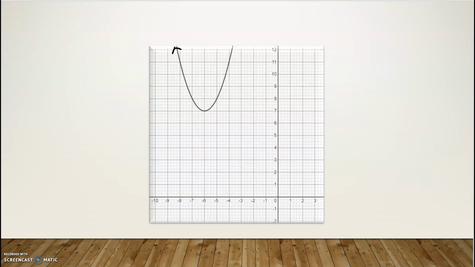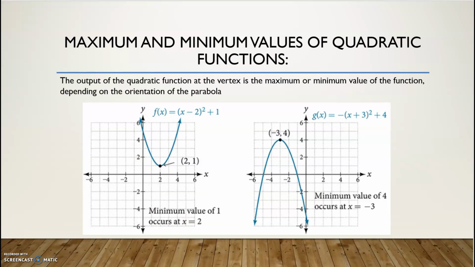Here's a graph of that. And notice the vertex right here is -6, 7. So that is a minimum. And then the line of symmetry that goes right through the vertex has the equation x is equal to -6. Well, now let's look at, which we've already been looking at, max and minimum values of quadratic functions.